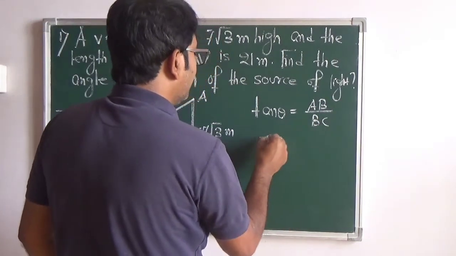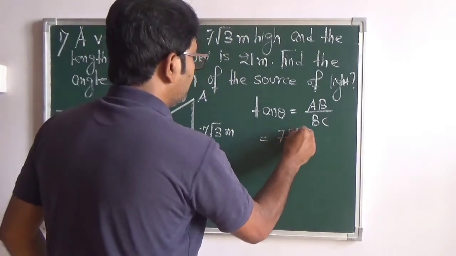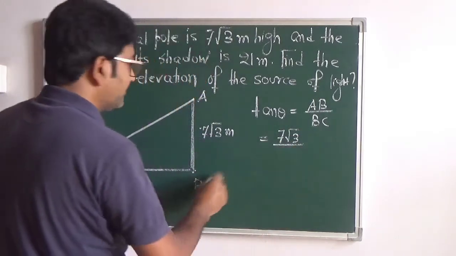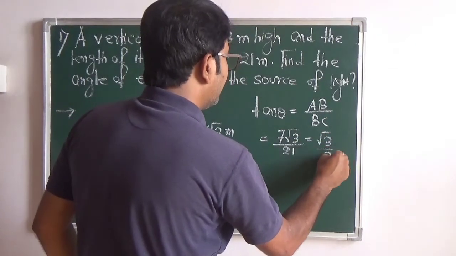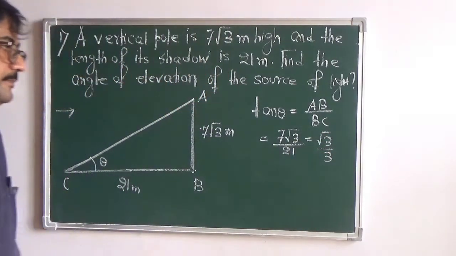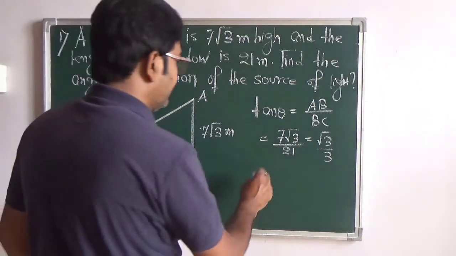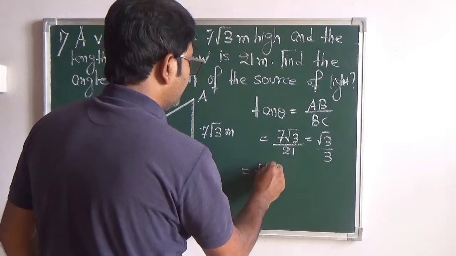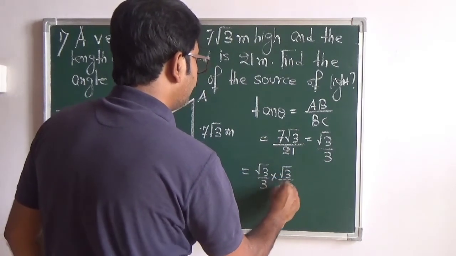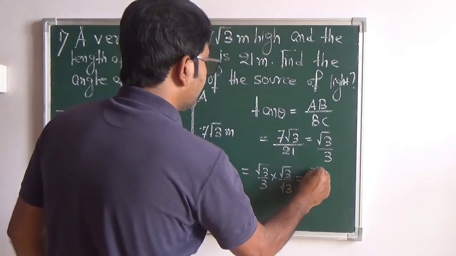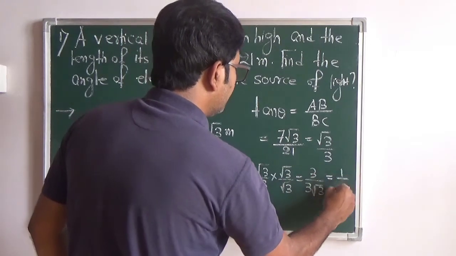So we can write AB is given 7√3 and BC is 21. So we can write it as √3 by 3. Now since this is √3 by 3, we have to find angle theta. We can rationalize it: √3 by 3 into √3 by √3 if we multiply. So we get 3 by 3√3, and that is 1 by √3.